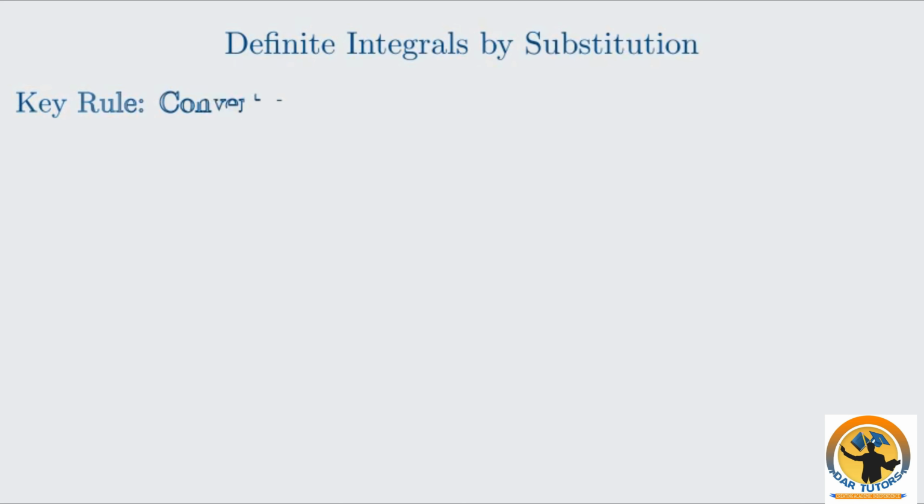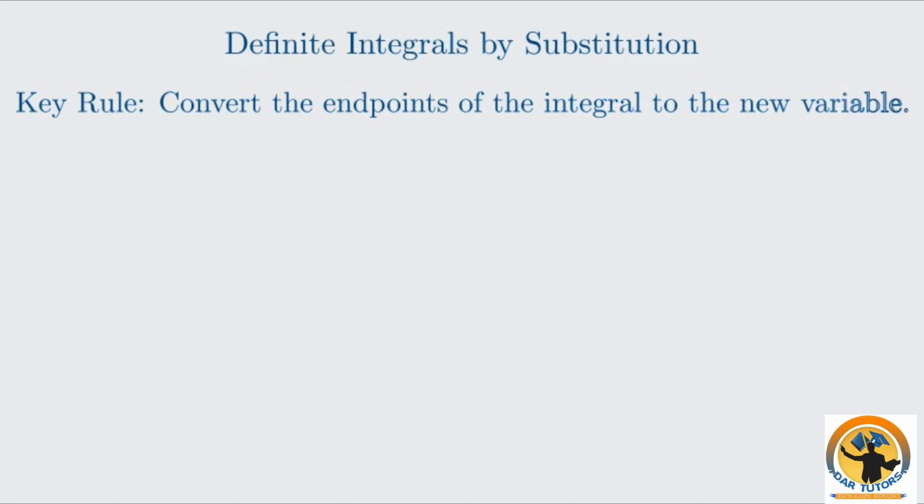Substitution. This is the reverse of the chain rule for differentiation. When we use substitution with definite integrals, there's a crucial step. We must convert the endpoints of the integral to the new variable. If we don't, our answer will be incorrect.